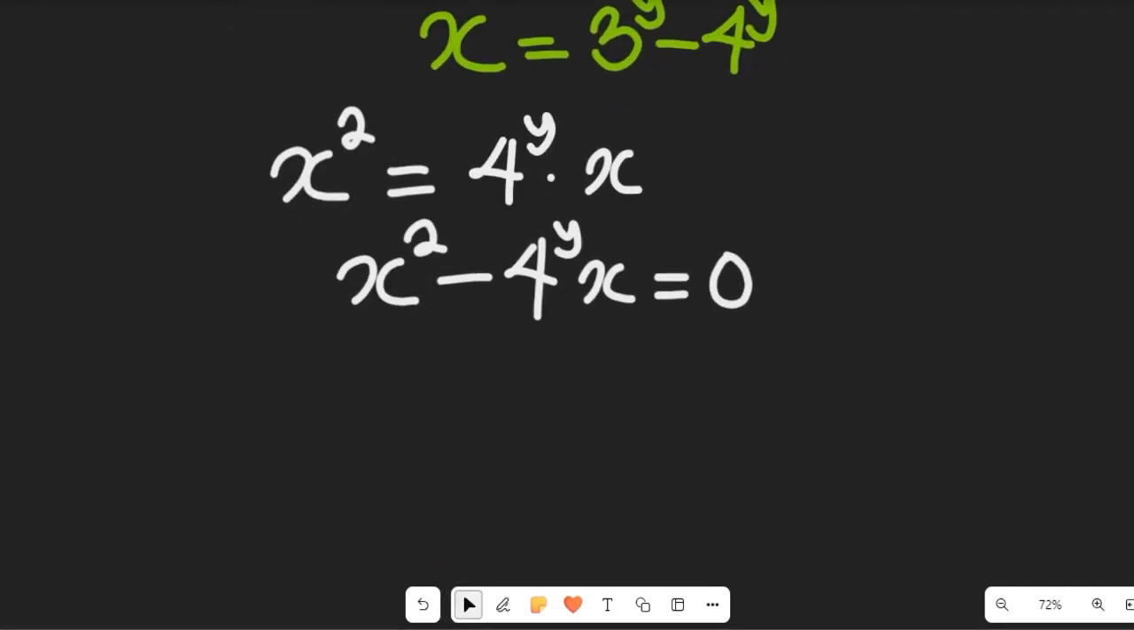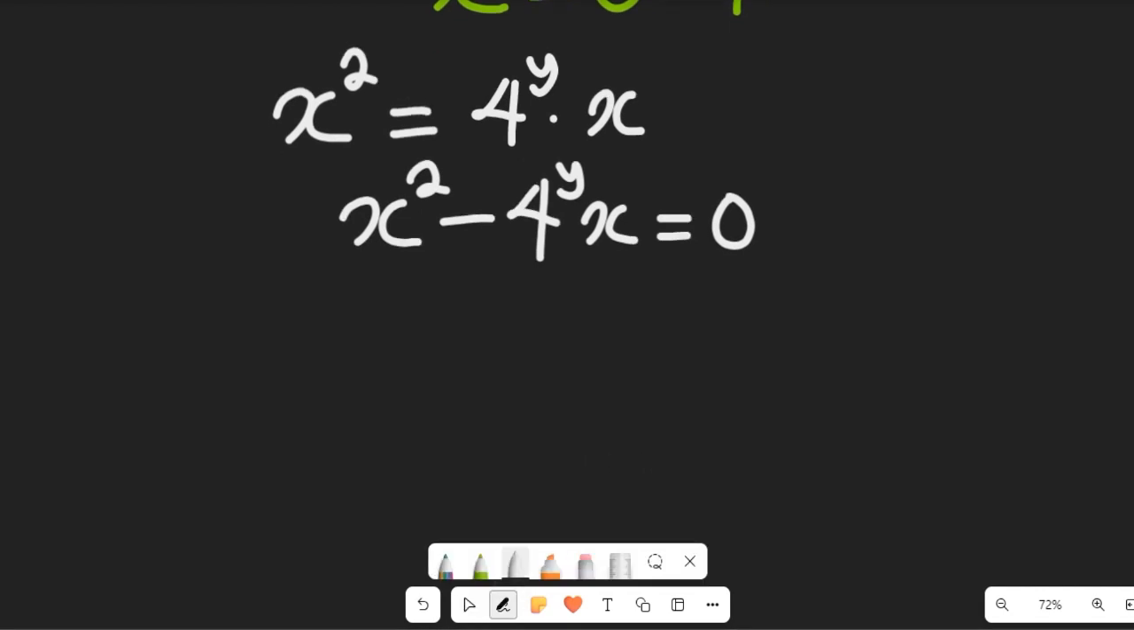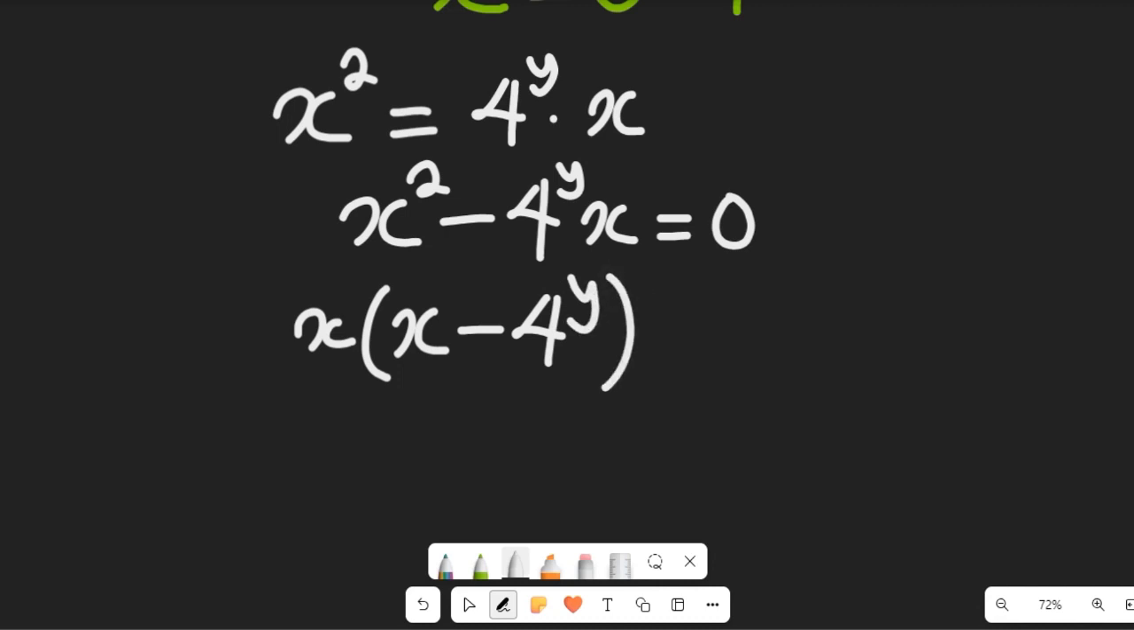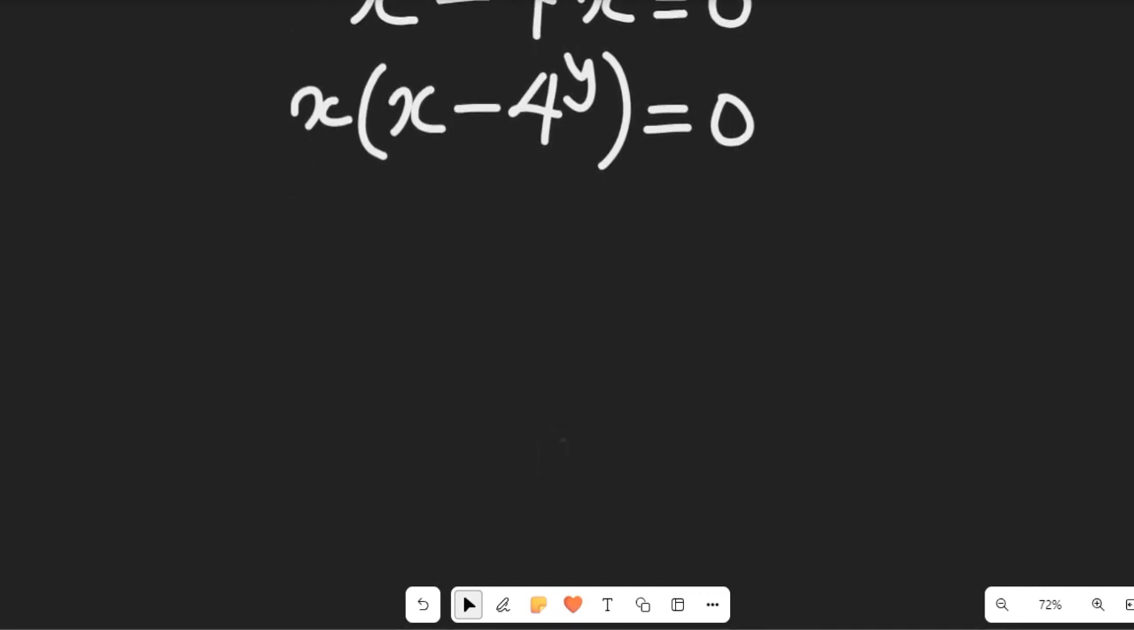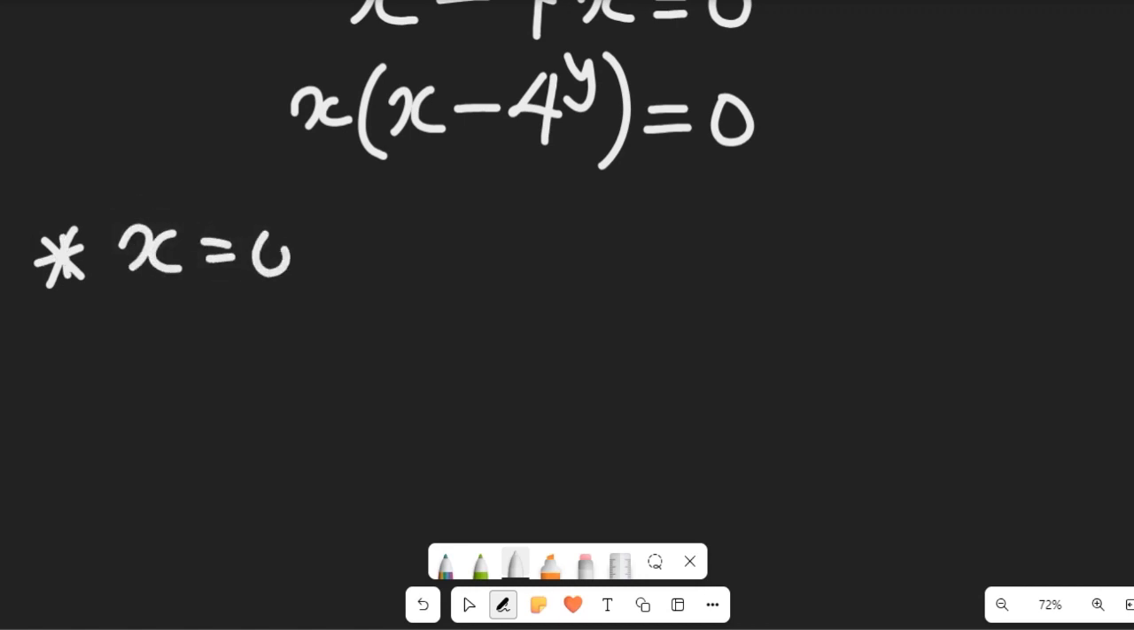So from here we can see that I can have x common on the left hand side. So if I bring out x, I'll have x multiplied by x minus 4^y, and all this will be equal to 0. Great. So this is more of a zero product rule. So from this zero product rule, I can come to see that x is equal to 0 from case 1, and in case 2, you can see that x minus 4 to the power of y is equal to 0.